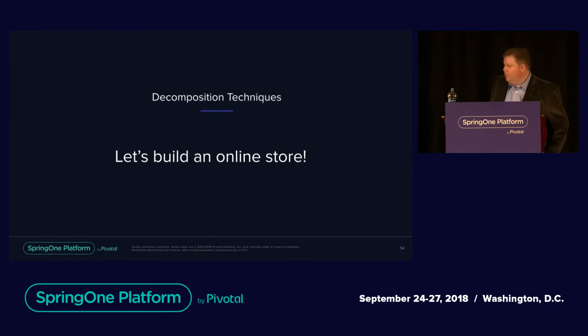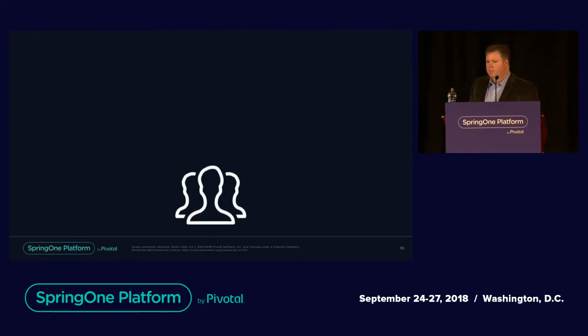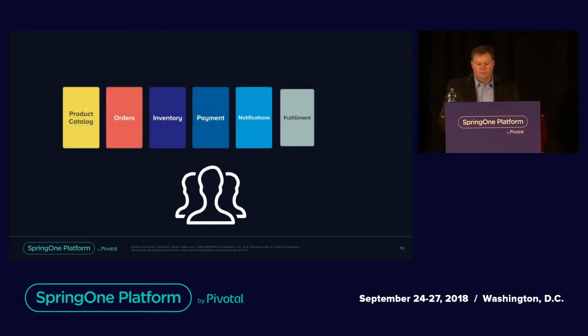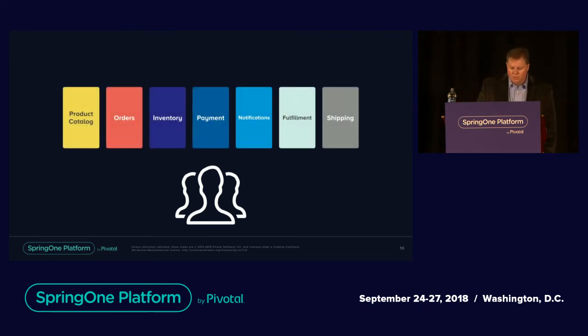So let's talk about decomposing software. We're going to build an online store. So here we are, and we've got some business things that we need to go do. Capabilities. That's probably the minimum viable product, like if you can't do one of these things, you're probably not a very good online store. So we're going to do these things. How do we typically approach building a system like this, even today? Even if we're doing microservices, what do we do?